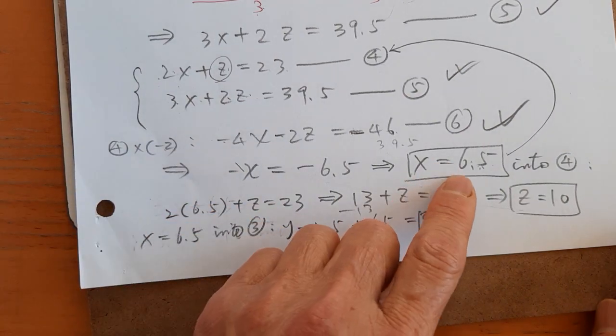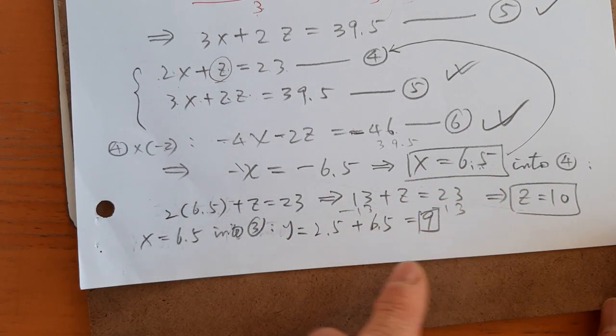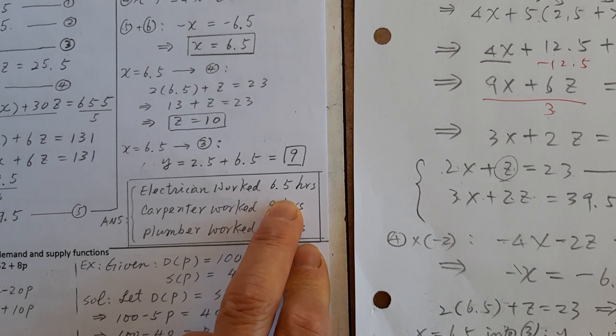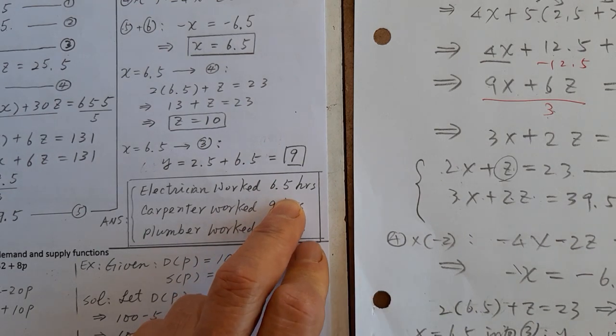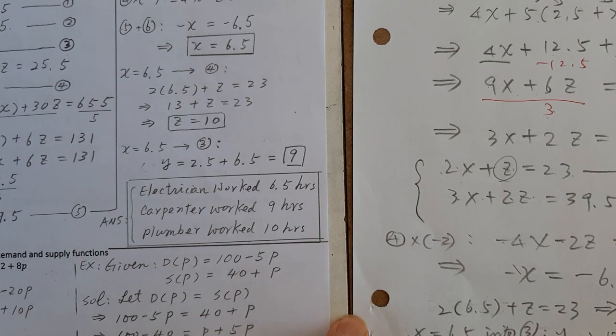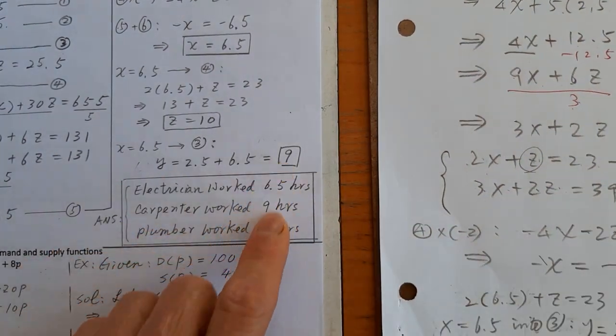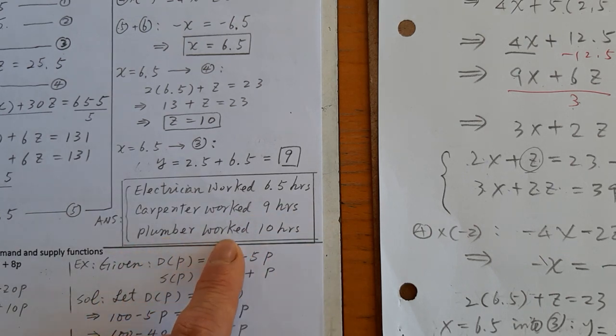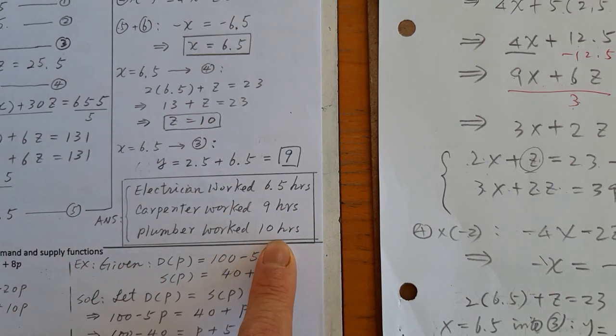So x is 6.5 hours, which is the electrician. So put the final answer: the electrician worked 6.5 hours. And y is 9, so the carpenter worked 9 hours. The plumber worked z, 10 hours.